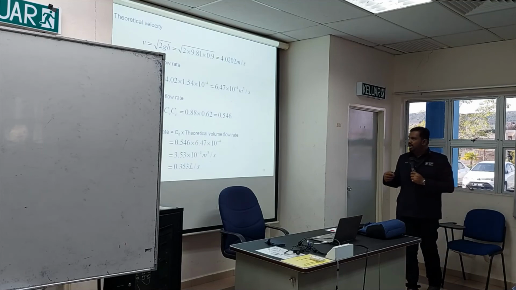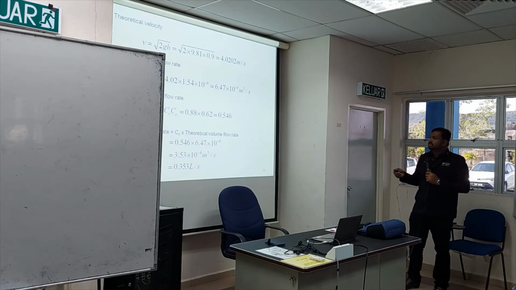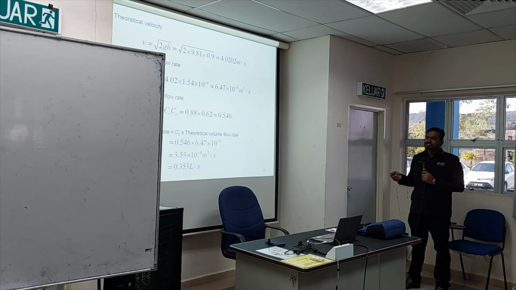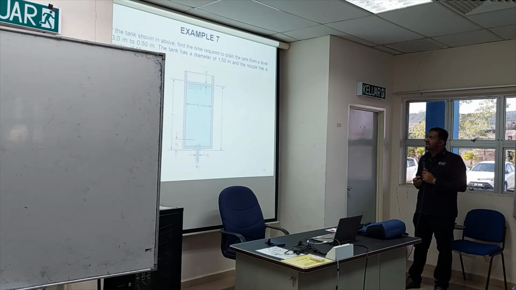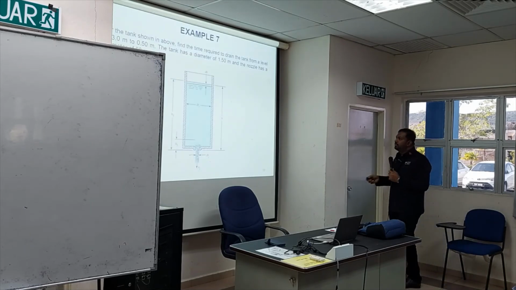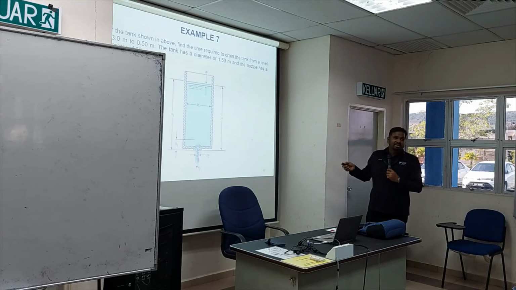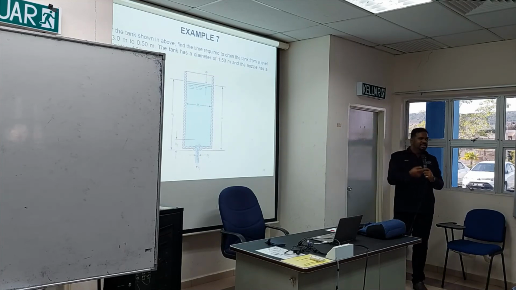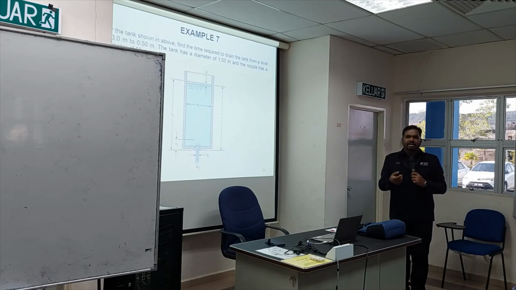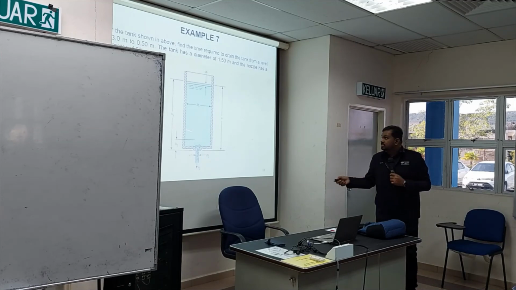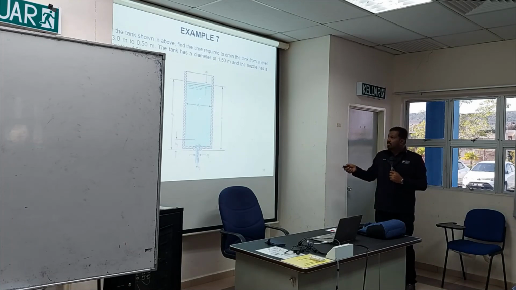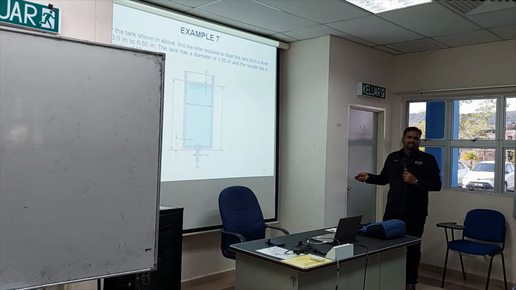Try to check again all these examples. Okay, example 7. This one, is it an open space? It's not given. This one asks you to find the time. Earlier we found velocity, we found pressure, we found flow rate. So this one you find the time: how long it takes the water to go from here to reach here.